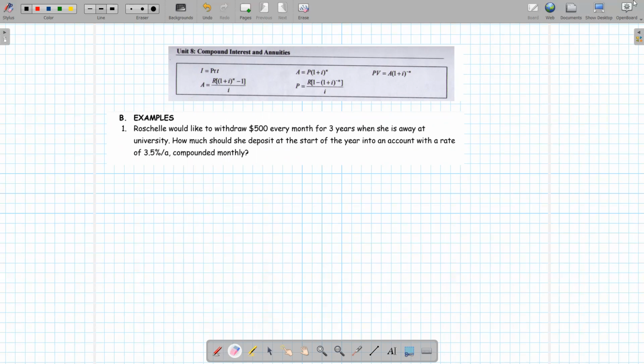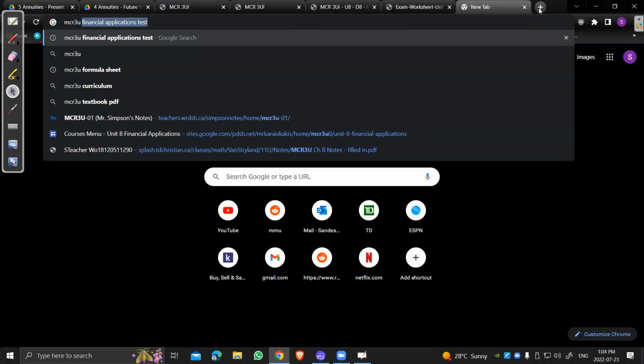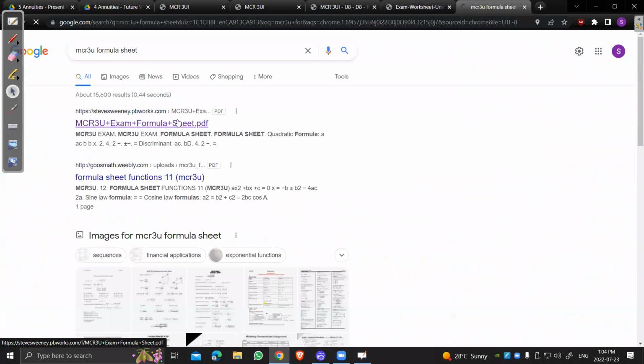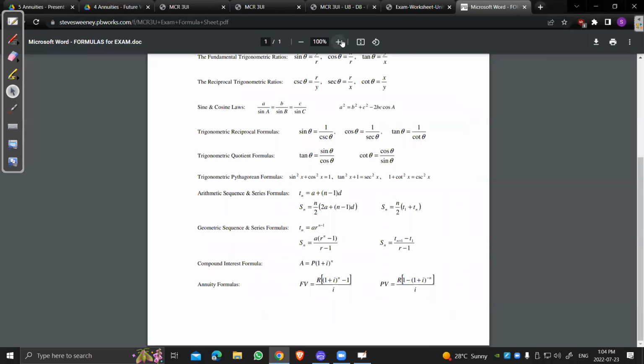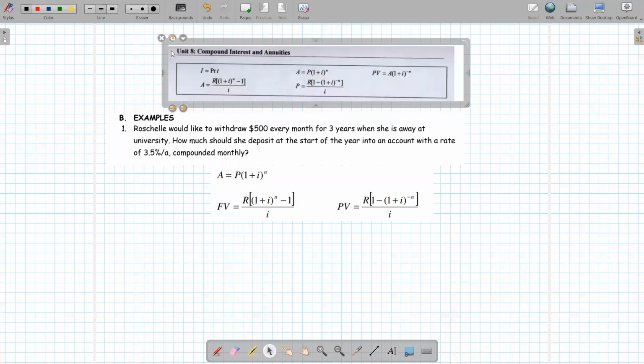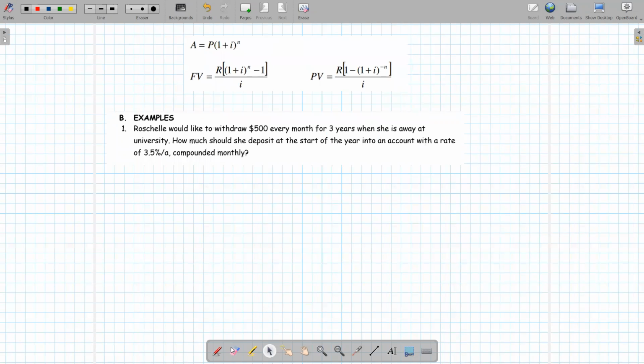annoying here. Let me pull up another one because I think we're used to a different one, which is the MCR3U formula. It's this one. We're used to this one, so let's pull this. The other ones are the same, right? Simple interest is very simple. Let's use this. So we're looking for present value, PV. So what do we know? PV, R, N, I.